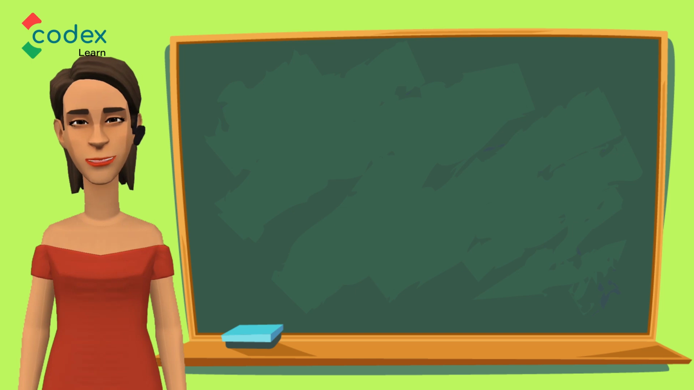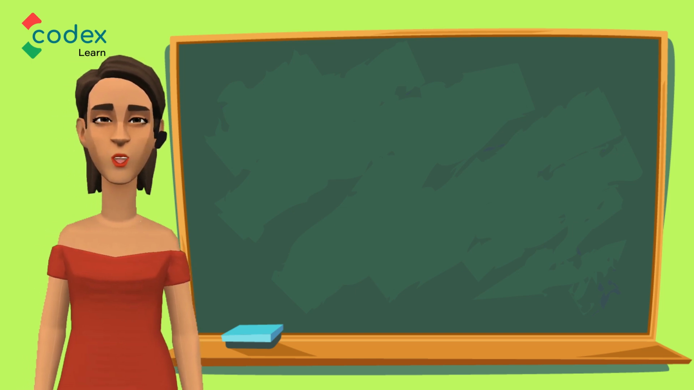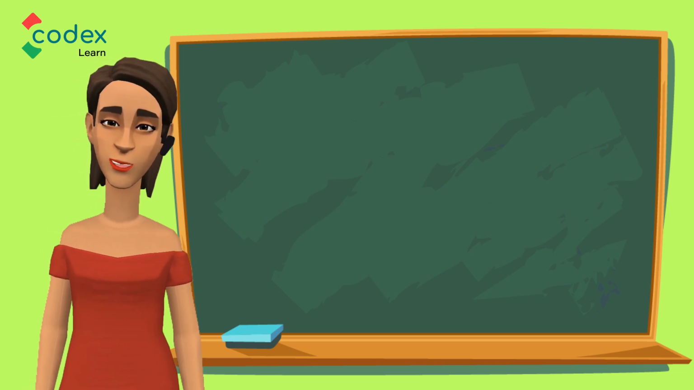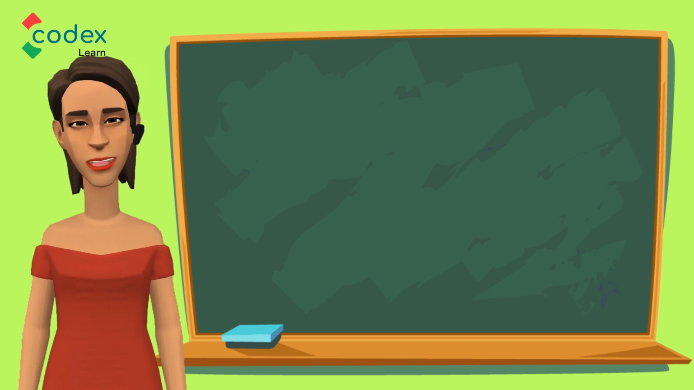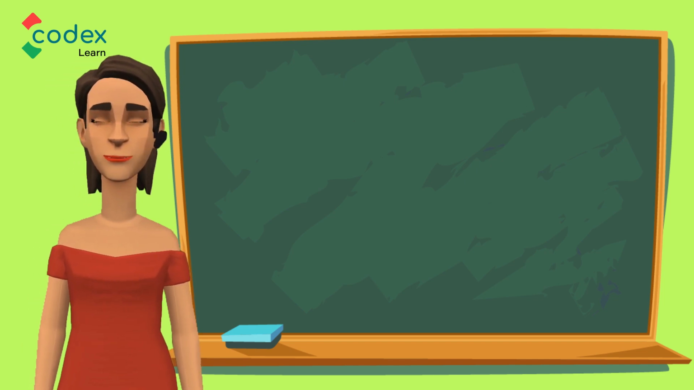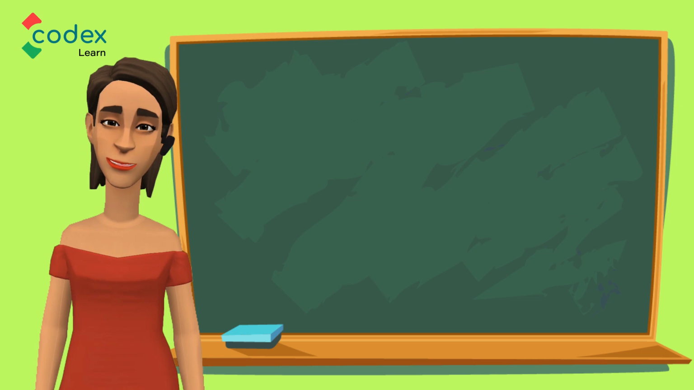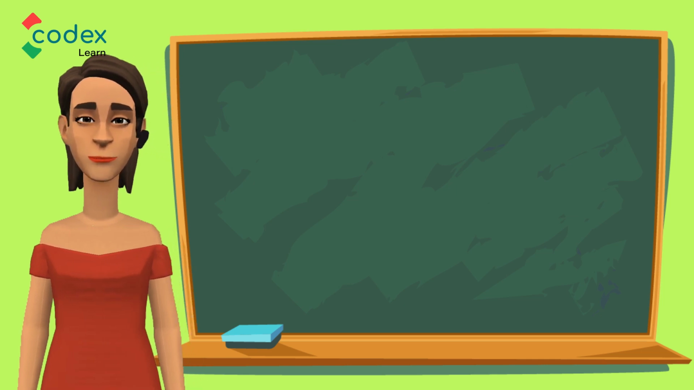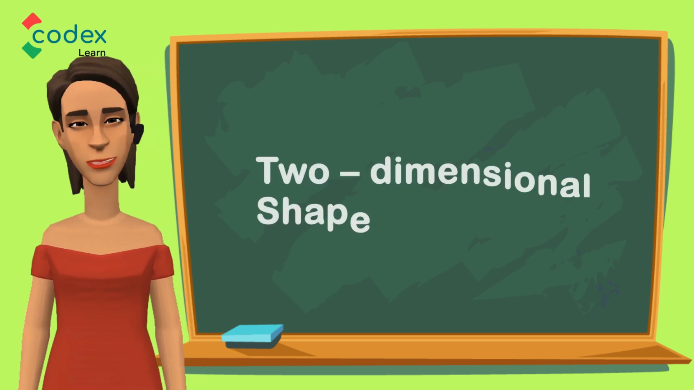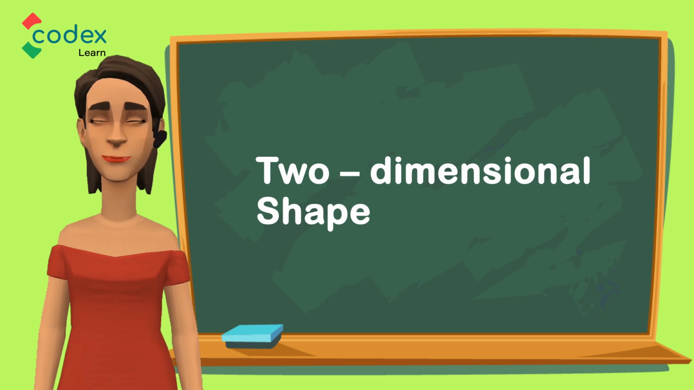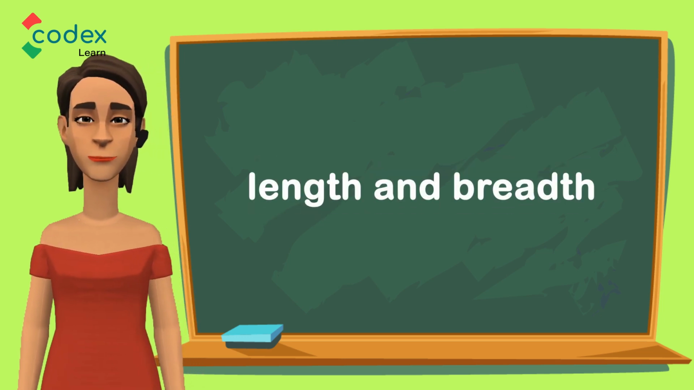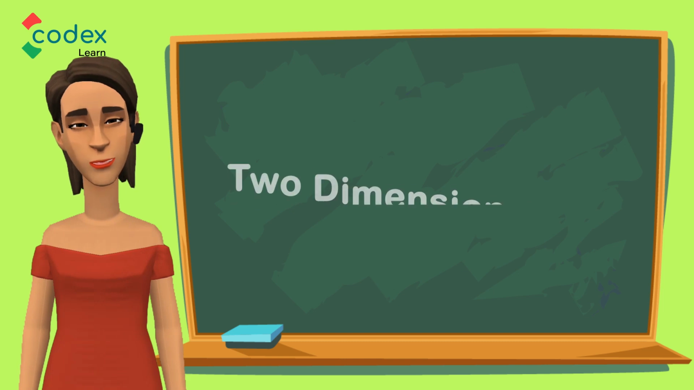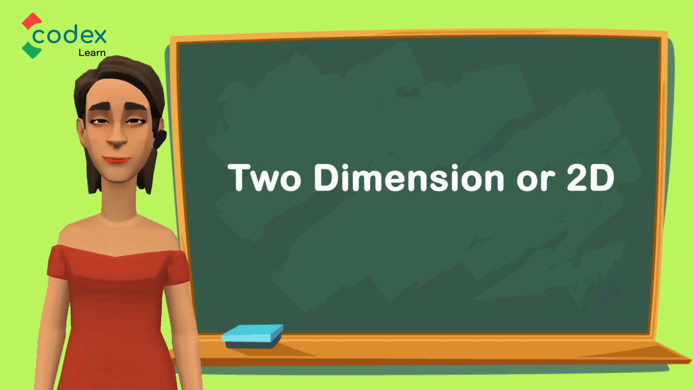Welcome to the world of numbers, shapes, and all the beautiful things that you can find in the exciting world of mathematics. In this lesson, we will learn about the perimeter of two-dimensional shapes. Have you heard about two-dimensional shapes? They are shapes that have length and breadth. That's why they are two-dimensional or 2D.